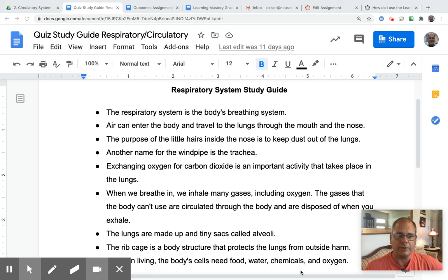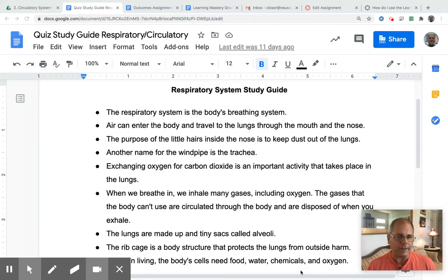Okay, today we are reading through the Respiratory and Circulatory System Study Guide. So let's start with the respiratory system. The respiratory system is the body's breathing system. You respirate, which means you breathe in and breathe out. Air can enter the body and travel to the lungs through the mouth and the nose.